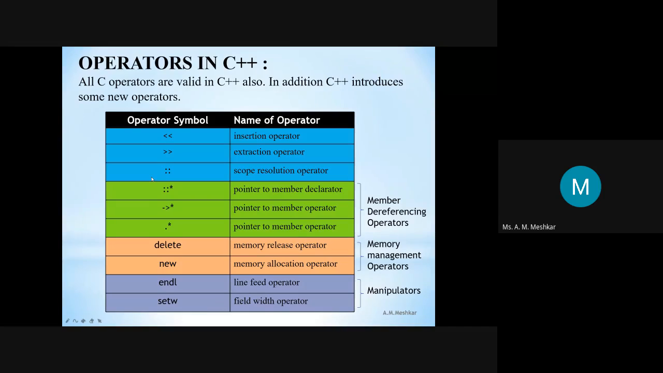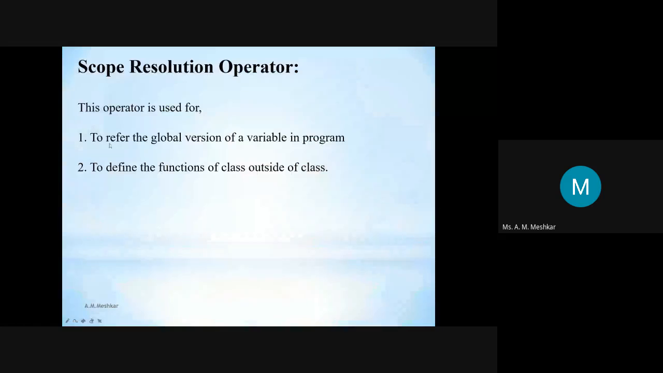The scope resolution operator. The two main uses: first, to refer to the global version of a variable in a program, and secondly, to define the functions of a class outside of it. The second one we have already done in our program of class Person, where we used the scope resolution operator to define a function outside the class. This is one main use of the scope resolution operator, and you will use it in further programs too. Let's look at the first use.